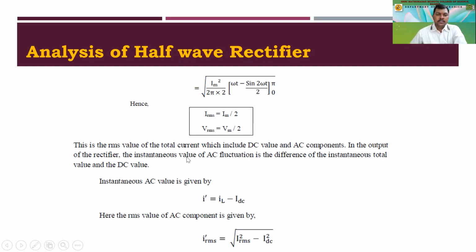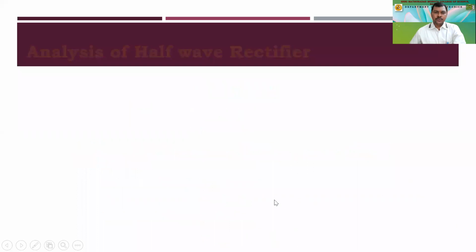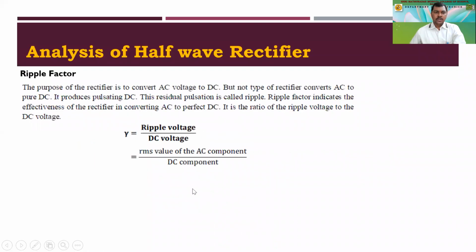of the rectifier. The instantaneous value of AC fluctuations is the difference of the instantaneous total value and the DC value. The instantaneous AC value is given by the equation I dash is equal to IL minus IDC. So this will give you the actual fluctuation. The RMS value of the AC component, I dash RMS, is equal to the square root of I square RMS minus I square DC. So if you again substitute these equations, okay.